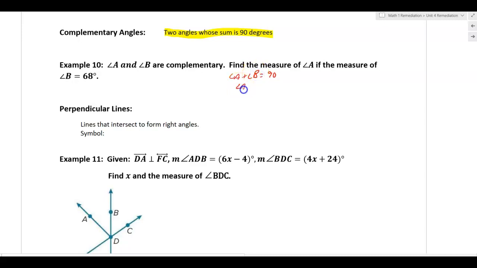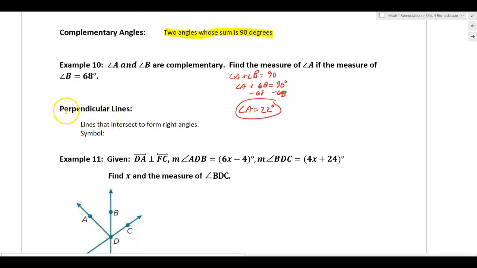Well, I know angle A plus 68 degrees has to add up to 90 degrees, right? Well, if that's the case, what do I do to find angle A? I'm basically just going to subtract 68 degrees, and angle A would be 90 minus 68, which is 22 degrees.